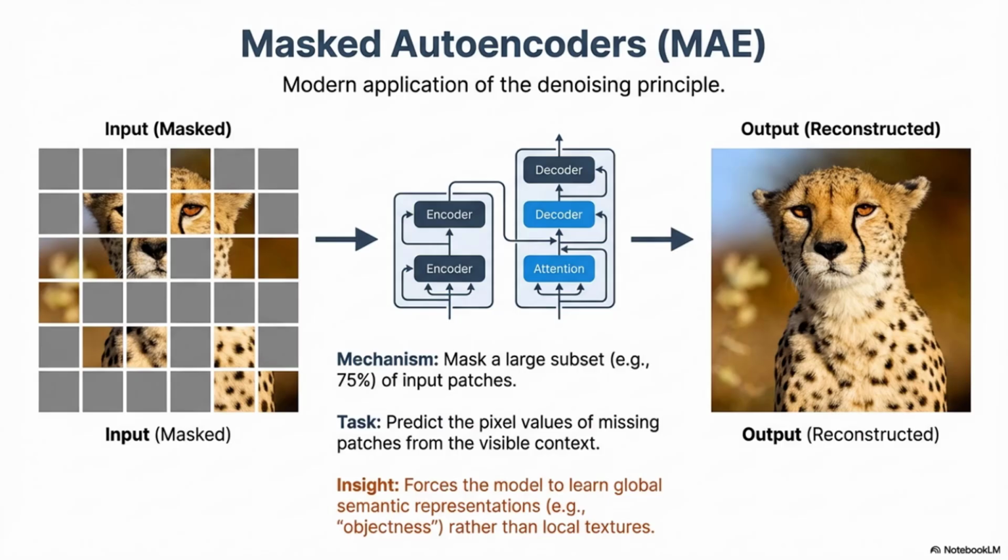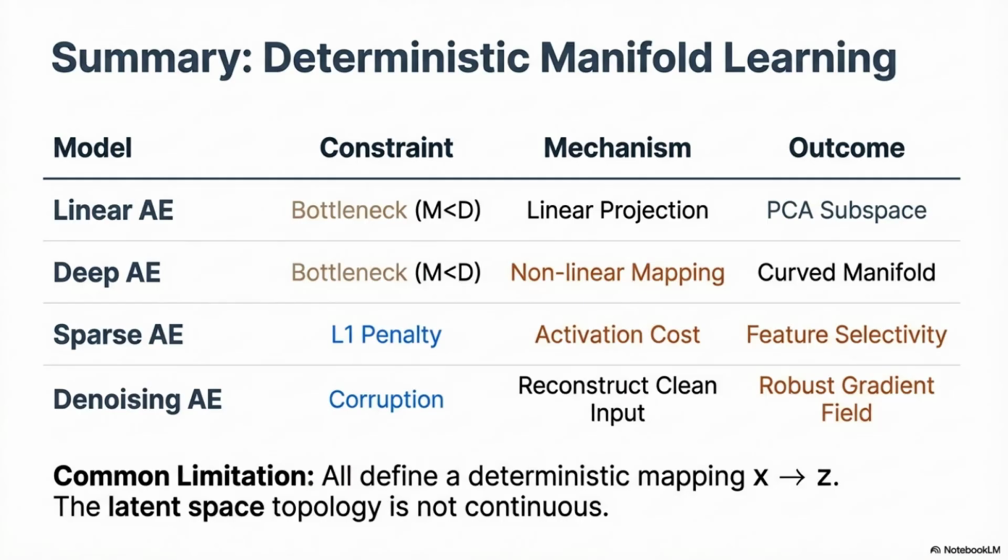So, wow, we've covered a lot of ground here, right? We've gone from the simplest linear models all the way to these incredibly powerful regularized versions. Let's do a quick recap of our journey, and then I want to tee up the next big challenge that none of these models can solve. This table kind of sums it all up nicely. You've got your linear and deep autoencoders, which use a physical bottleneck. Then you have the sparse and denoising ones, which use a penalty or a difficult task as their constraints.